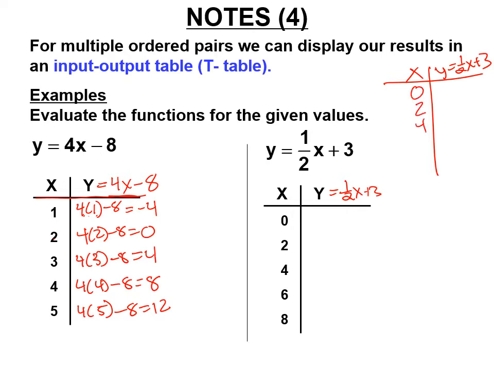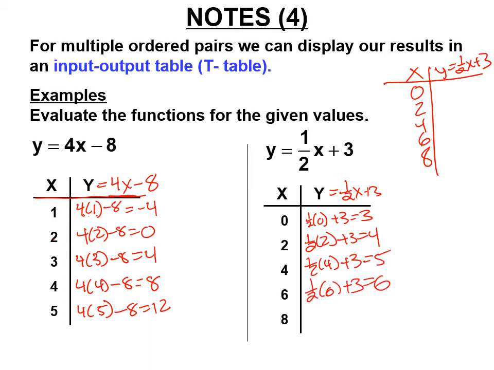So the first one I went 1, 2, 3, 4, 5. Here I went 0, 2, 4, 6, 8. And so half of 0 is 0 plus 3 is 3. Half of 2, since I'm doing a half, I made my life easy and went with even numbers. Half of 2 is 1 plus 3 is 4. Half of 4 is 2, 2 plus 3 is 5. Half of 6 is 3 plus 3 is 6. And half of 8 is 4 plus 3 is 7.